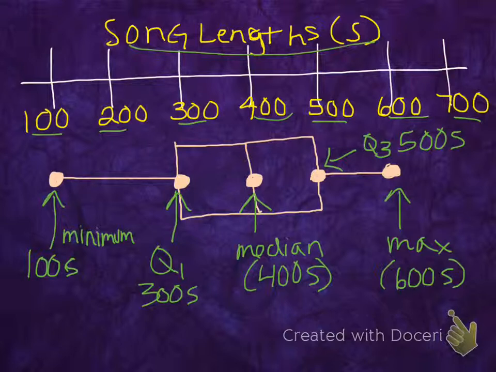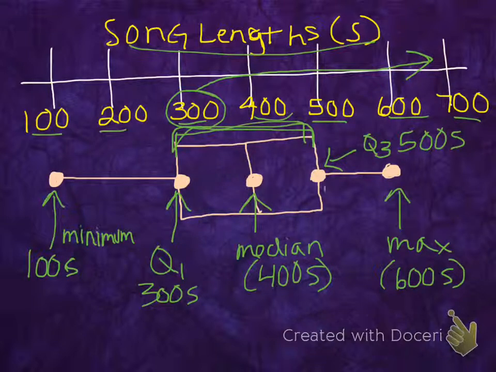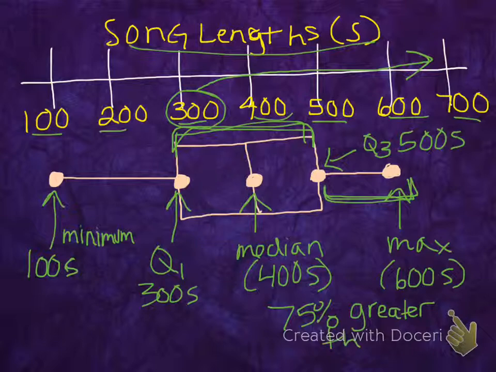You might be given a question something like, how much of the data has a song length greater than 300 seconds? Well, here's your 300 seconds. Song lengths greater than 300 seconds would be anything in this direction. And we want to know the percentage of the data that has a song length greater than 300 seconds. So if we remember, the box is 50% of the data, and this whisker is another 25%, so a total of 75% is greater than 300 seconds.